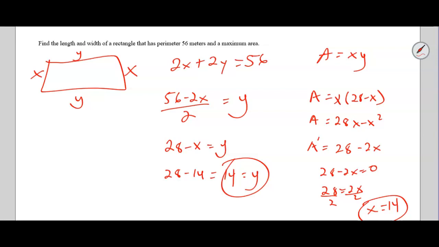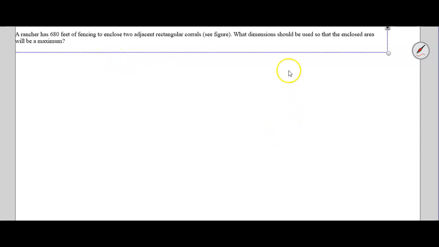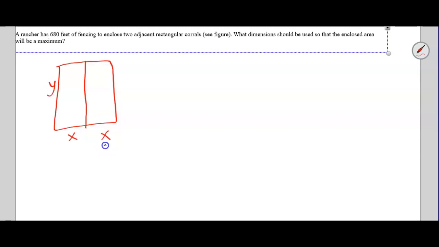Let's see here. Problem 10. This one contained a picture like this, those 2 rectangles. Or I'm going to do it like this. There we go. It had this was y and this was x and this was x. And the picture said the rancher had 680 feet of fencing to enclose 2 adjacent rectangular corrals. Here are the 2 rectangular corrals. The dimensions should be used so that the enclosed area is a maximum.